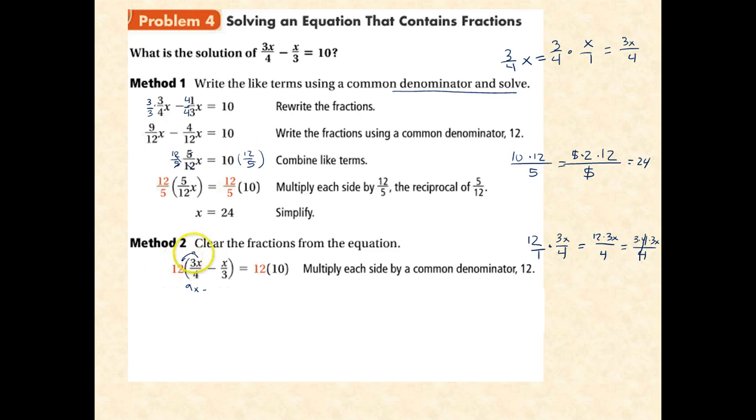And then when I multiply 12 times x minus 3, I'm not multiplying 12 times x minus 3. I'm multiplying 12 by negative x over 3. 12 over 1 times x over 3. 12 is 3 times 4. And then the 3's will cancel, and I got 4x. So minus 4x equals 120. So that's kind of cool, right? No more fractions.